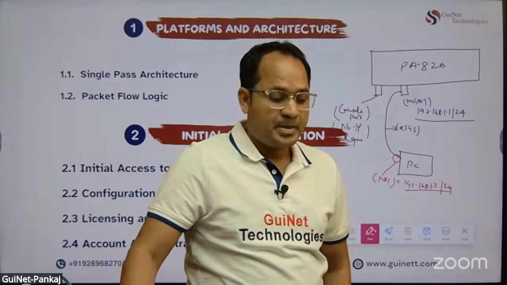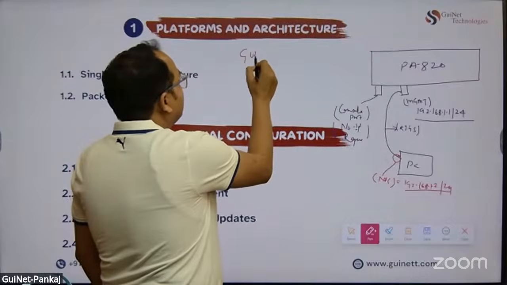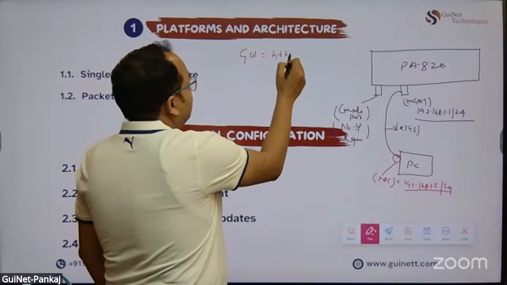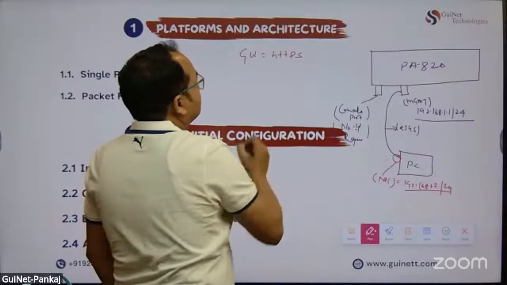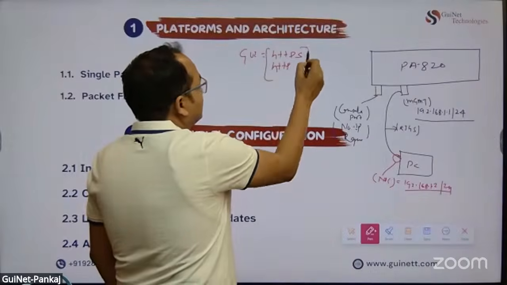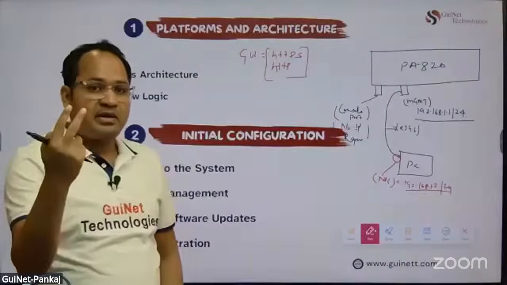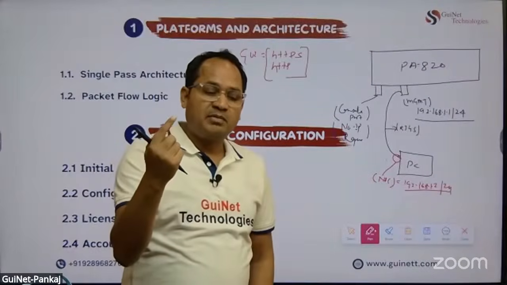Anyone? HTTPS. Yes. The protocol for GUI is HTTPS. Any other protocol? HTTP. Yeah, that's correct. HTTP. Any other, or only two? Only two, right? So there are only two methods to take GUI access, that is HTTP and HTTPS.